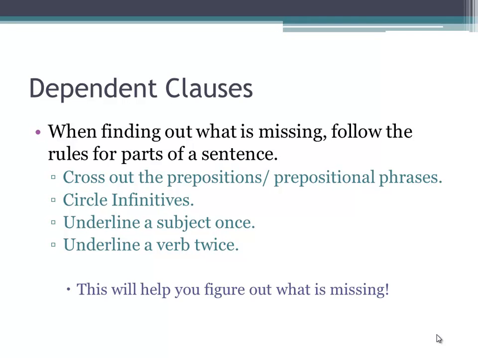Underline a subject once. And then finally in our sentences, we will underline a verb twice. And this is going to help you figure out what's missing in a sentence or what part of a sentence you might need to help. This is for when you're proofreading and you can't figure it out.